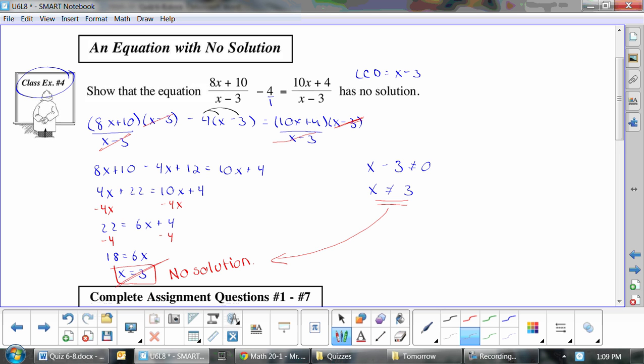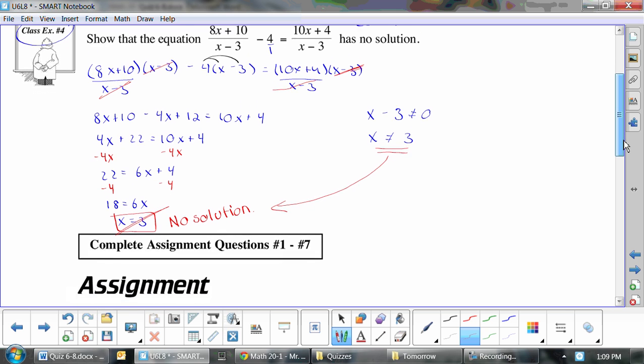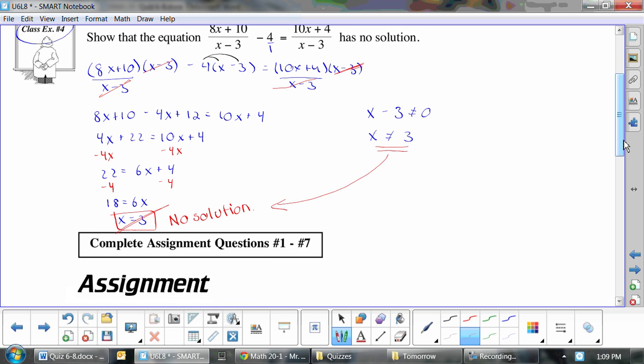Okay? So that's example number, or lesson number 8 now. So the homework is 1 to 5.